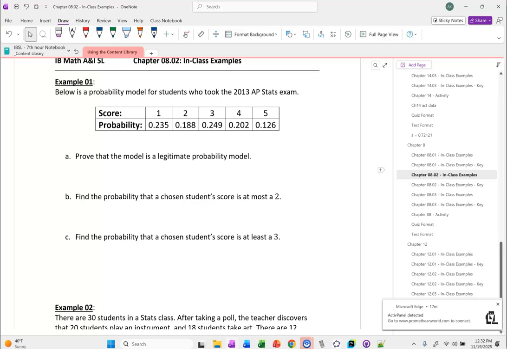So it says below is the probability model for students who took the 2013 AP Stats exam. Part A says prove that the model is a legitimate probability model. Check. What do we have to do to show that that is a legitimate probability model? You gotta use the table to show it. How so? You're right, the information we need is in that table.